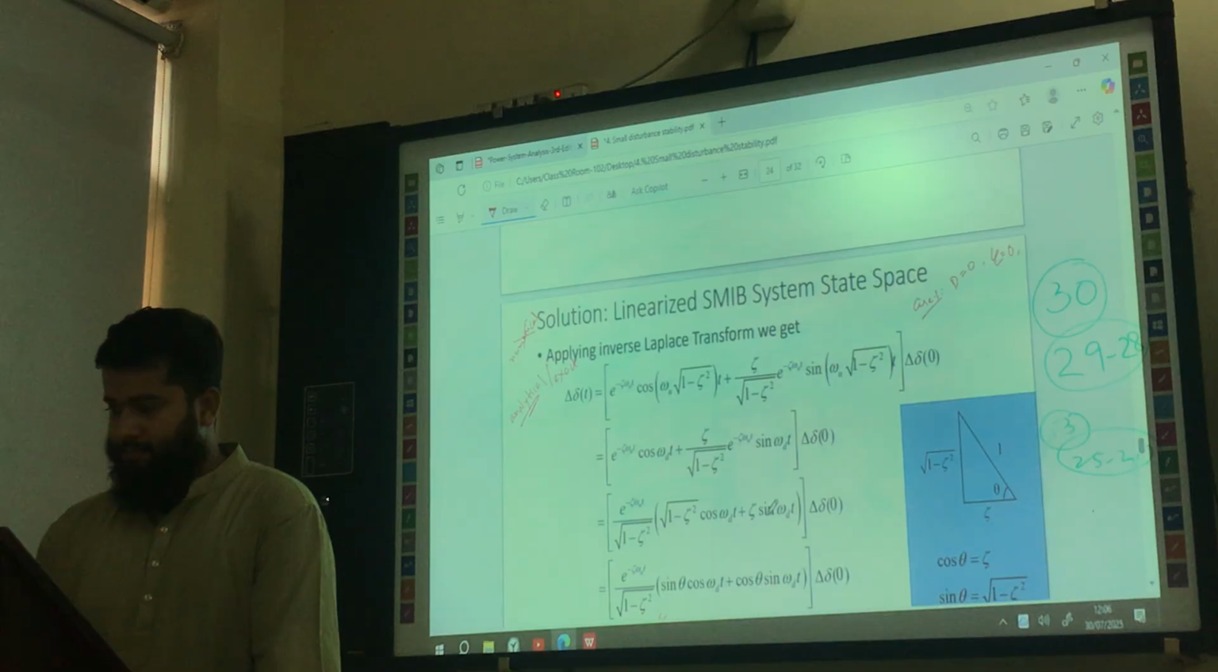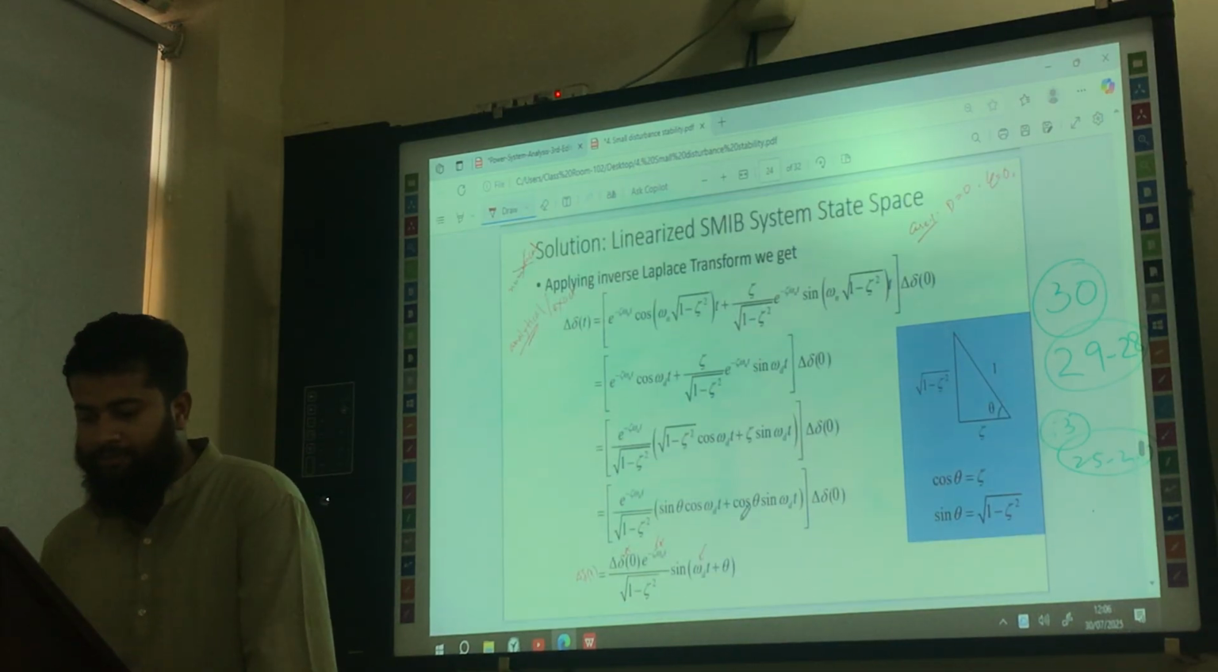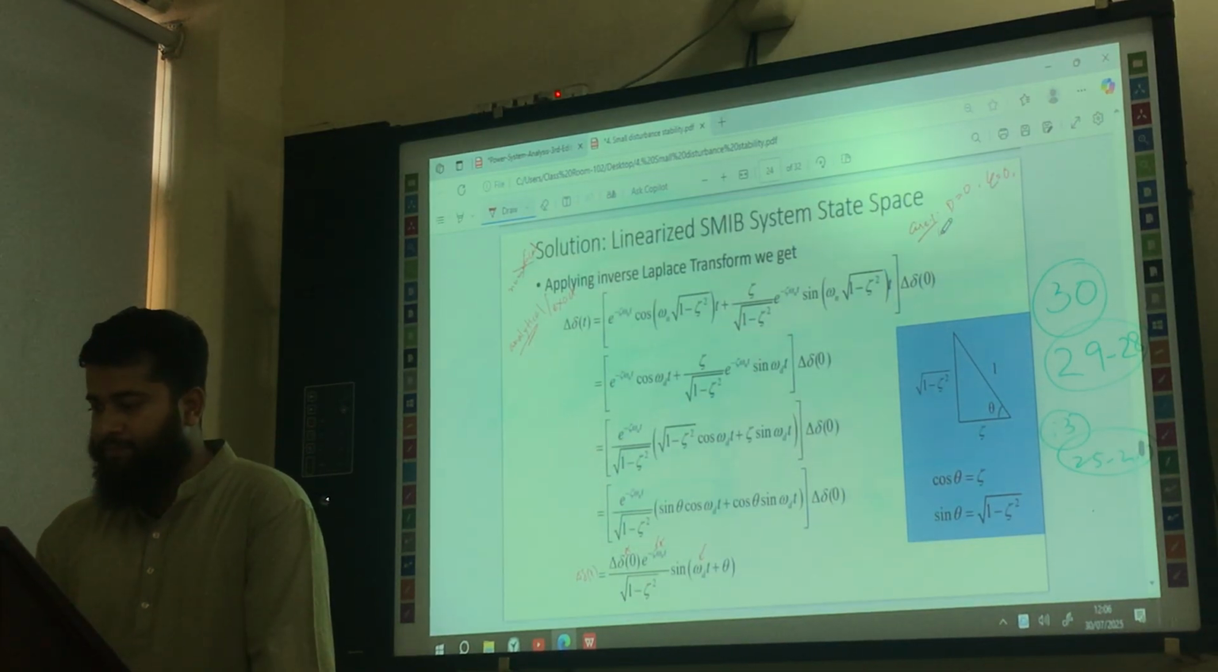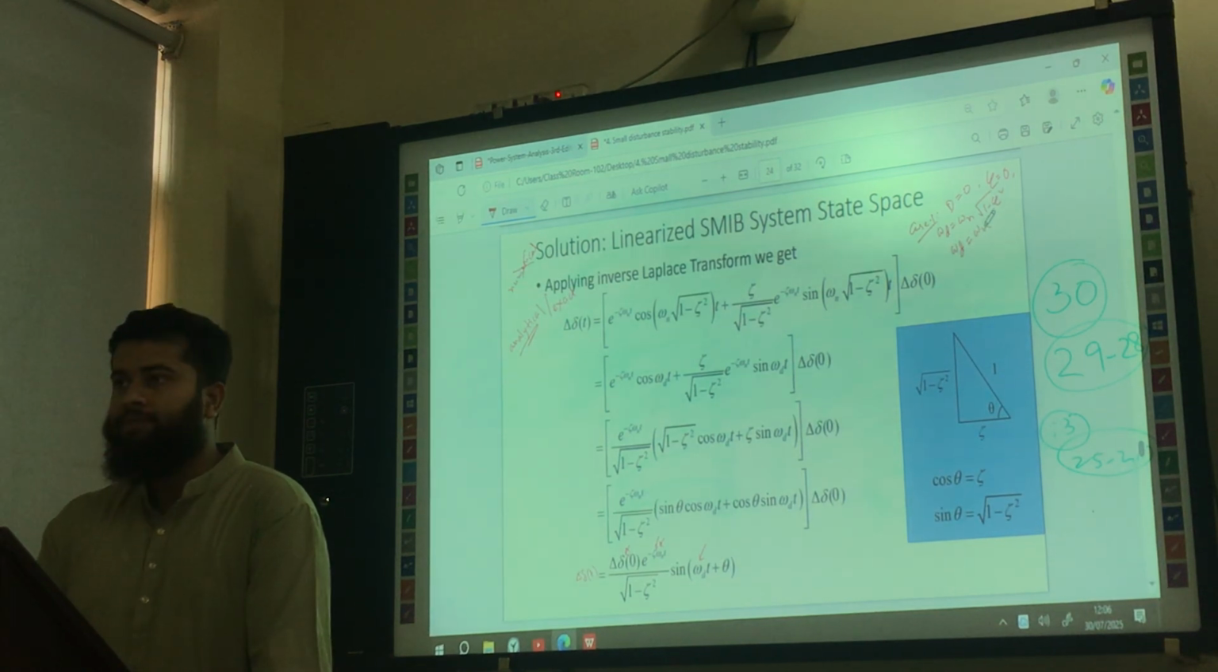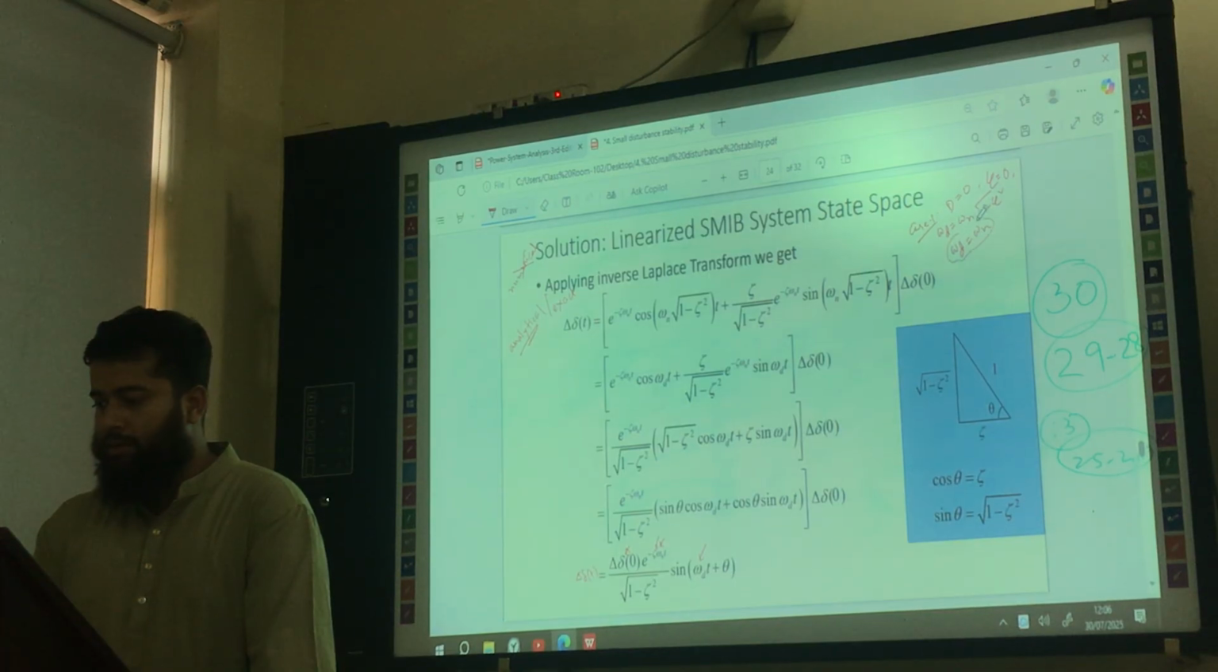Now, what will be the value of omega d? In this case, we know omega d is omega n times the square root of 1 minus zeta square, right? If this zeta is 0, we will get omega d as simply omega n, because now our damped frequency of oscillation and natural frequency are the same.